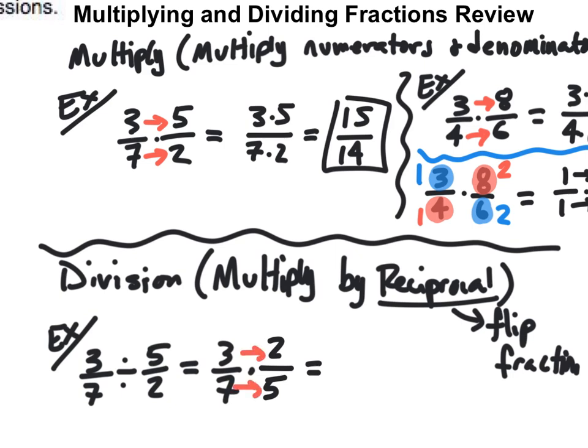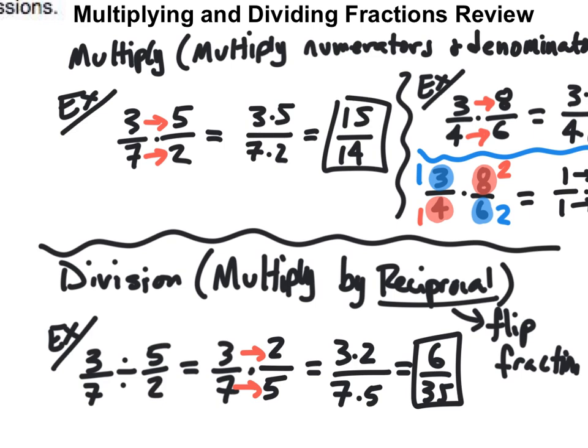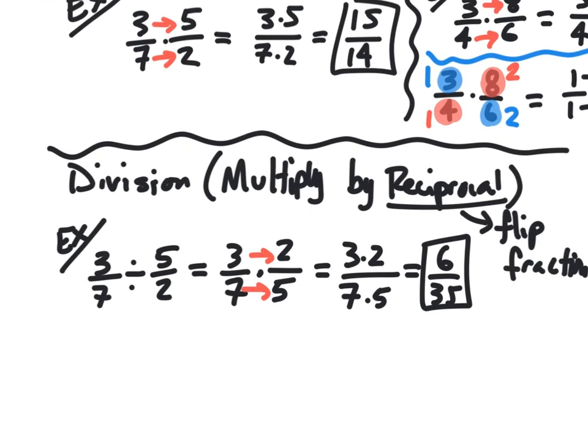So now I've got 3 times 2 over 7 times 5, which gives me 6/35, and that's our answer. Okay, so division really isn't that bad. As long as we know how to multiply, then that's it, okay? So now let's think about something else. Let's do another example just real quick, and we'll move on to what we need to do.